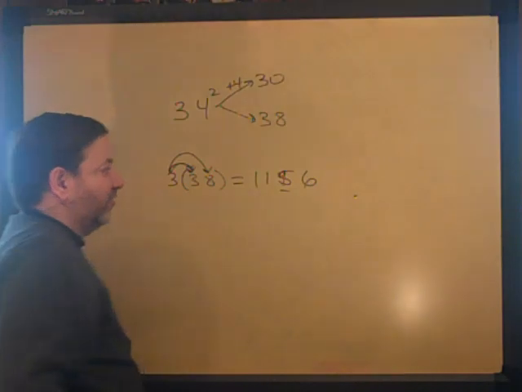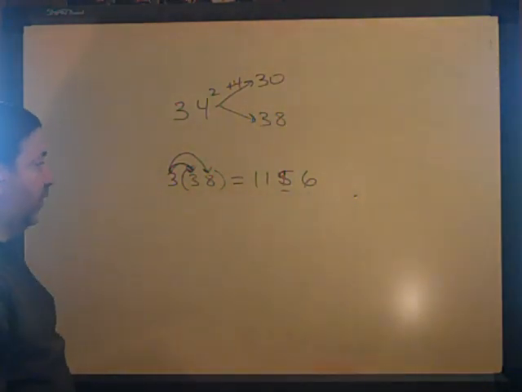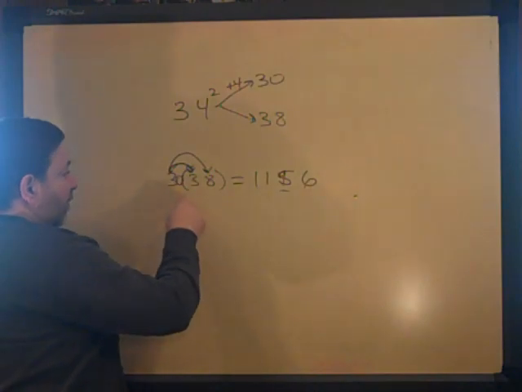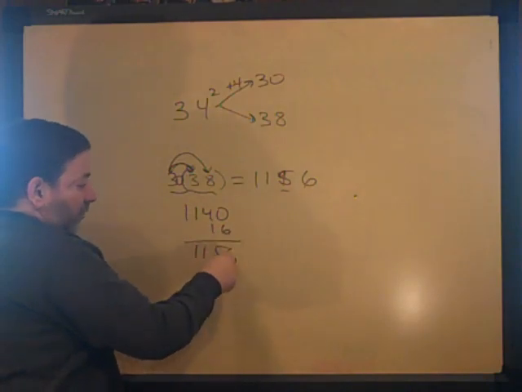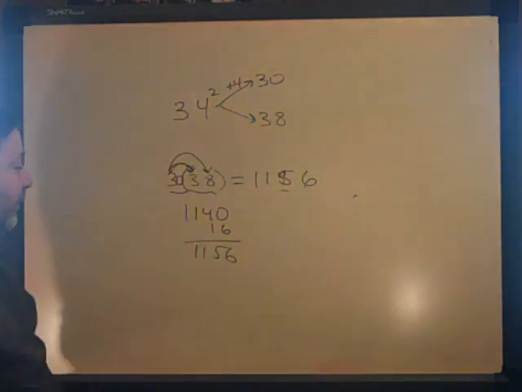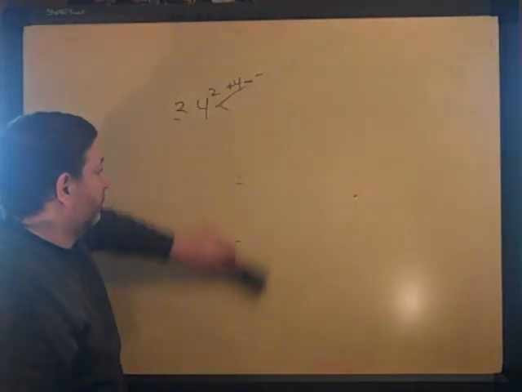I added 1 to the 4 and 6. That is 30 times this number is 1140. And then you want to add 16 to that. It's 1156.